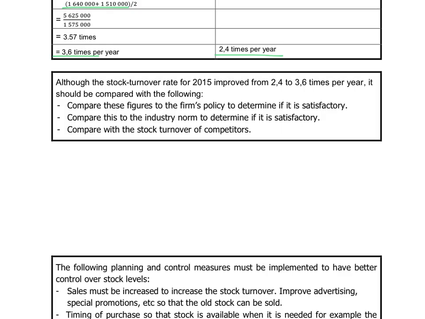Although the stock turnover rate for 2015 improved from 2.4 to 3.6 times per year, you should still compare it with the following. Compare these figures with the firm's policy to determine if it's satisfactory. Compare this with the industry norm to determine if it's satisfactory, and compare it with the stock turnover rate of competitors, so that you can determine whether this rate is satisfactory or whether improvements must be made and certain measures must be taken to improve the situation.